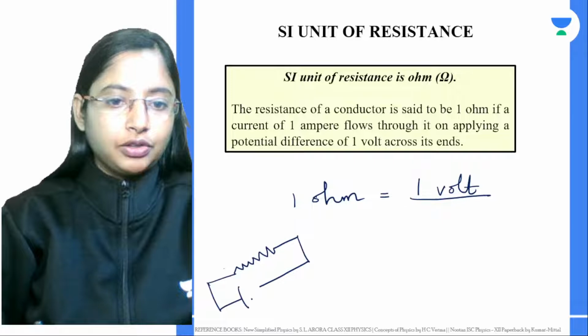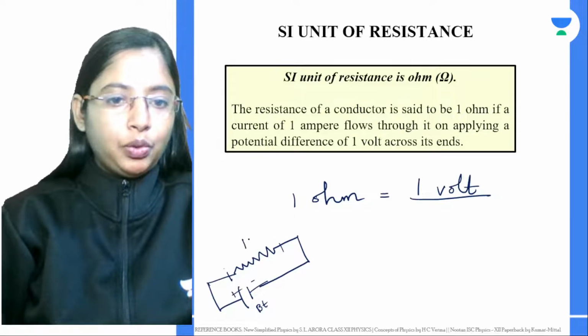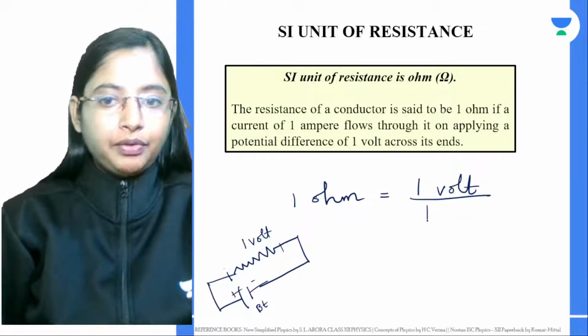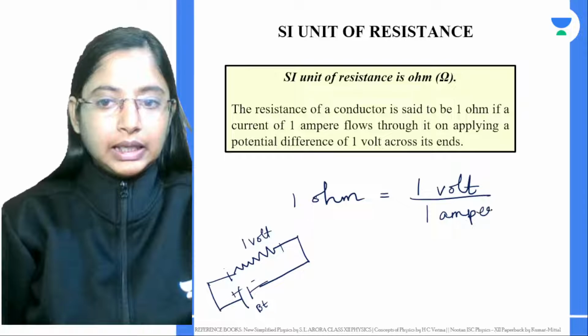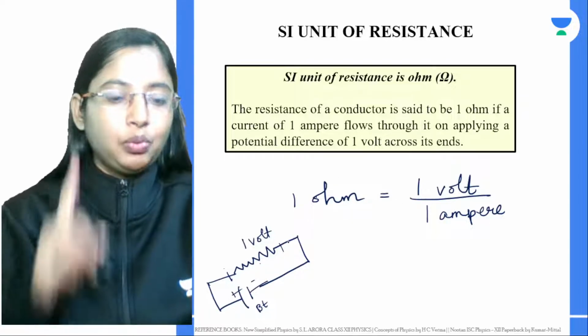If you apply some potential difference across it, which means connecting it across a battery, let's say this is the battery, a potential difference is developed across its ends. Now this potential difference would be 1 volt. If you apply a potential difference of 1 volt, and because of it 1 ampere of current is flowing through, then the resistance of this conductor would be 1 ohm.